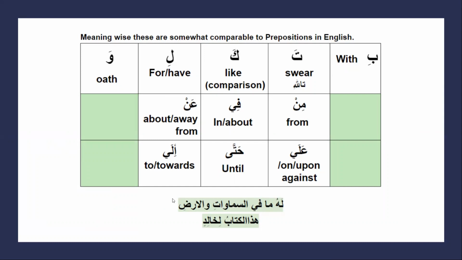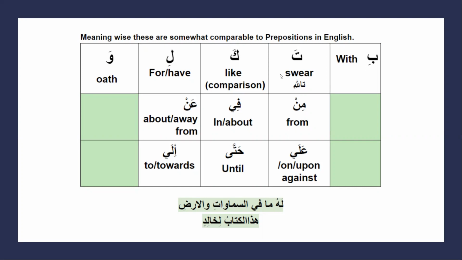Meaning wise, these harf of jar are comparable to prepositions in English. As you can see in this chart: with, for, from, in, away from, to, towards, upon, on. So these are prepositions, but not all of them are prepositions meaning wise, like swear and oath. But to some extent, these harf of jar are comparable to prepositions in English. So ba means with, bismillah, with the name of Allah.